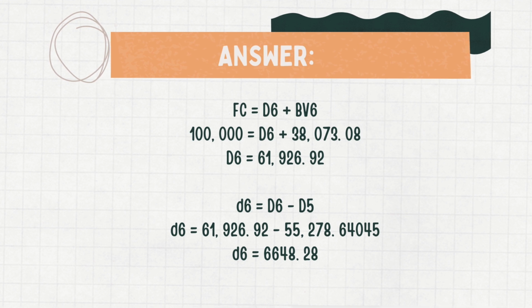Finally, we can now solve our key equation. D6 is equal to 61,926.92 minus 55,278.64045. Thus, D6 is equal to 6,648.28.